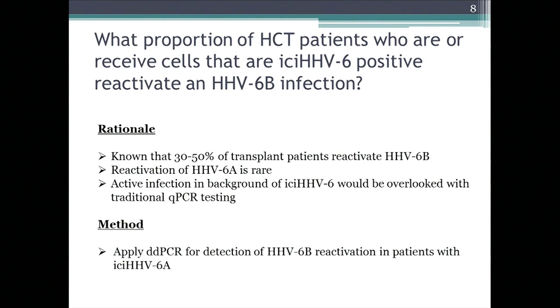And so the rationale behind this is that, of course, we know that around 30 to 50% of transplant patients reactivate HHV6B, and that reactivation of HHV6A is rare. And we know that active infection in the background of integrated HHV6 would be overlooked with traditional qPCR testing, just because you cannot see the active infection in the background of all of the genomic DNA. And so we applied our droplet digital PCR assay to detect HHV6B reactivation in patients with integrated A.